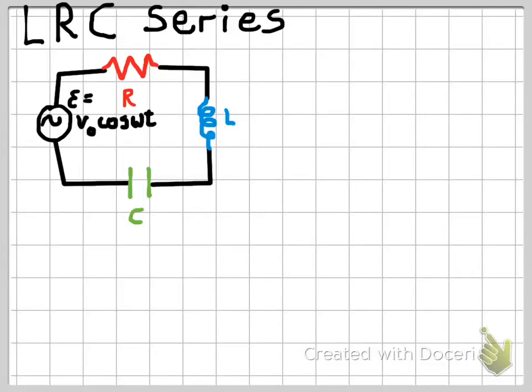Alright guys, let's discuss the LRC circuit in series. As we said, this circuit has a resistor, an inductor and a capacitor connected in series to a power source that is an AC power source. The voltage provided by the source changes with time as V naught cosine of omega t.